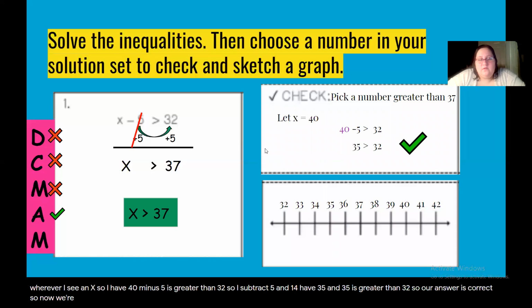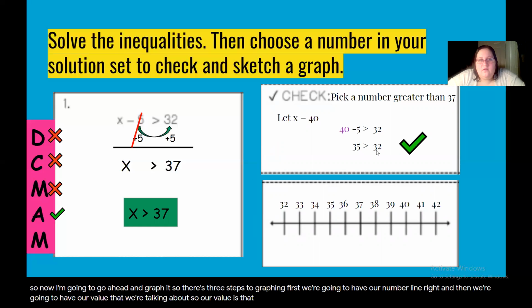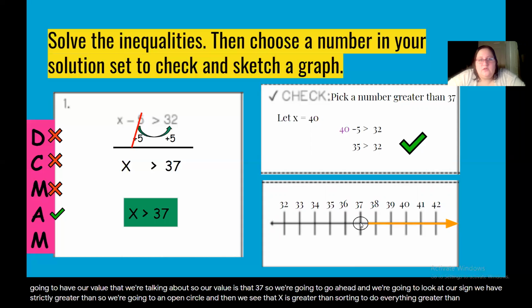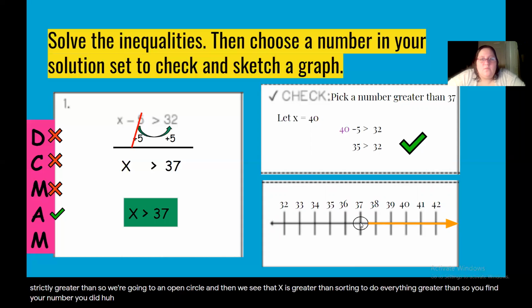So now we're going to go ahead and graph it. There's 3 steps to graphing. First, we're going to have our number line, right? And then we're going to have our value that we're talking about. So our value is at 37. So we're going to look at our sign. We have strictly greater than, so we're going to have an open circle. And then we see that x is greater than, so we're going to do everything greater than. So you find your number, you determine if you have an open or a closed circle, so you put your circle and then you shade.